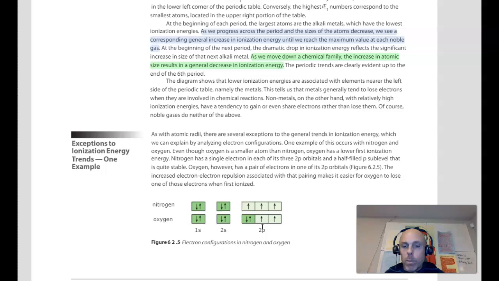Whenever you go from p3 to p4, from electrons that are all in their own orbital to the first time that they're paired up, even though there's an increase in effective nuclear charge, the electrons being paired up makes the electron a little bit easier to remove. So we see a slight drop from nitrogen to oxygen as we go from p3 to p4.